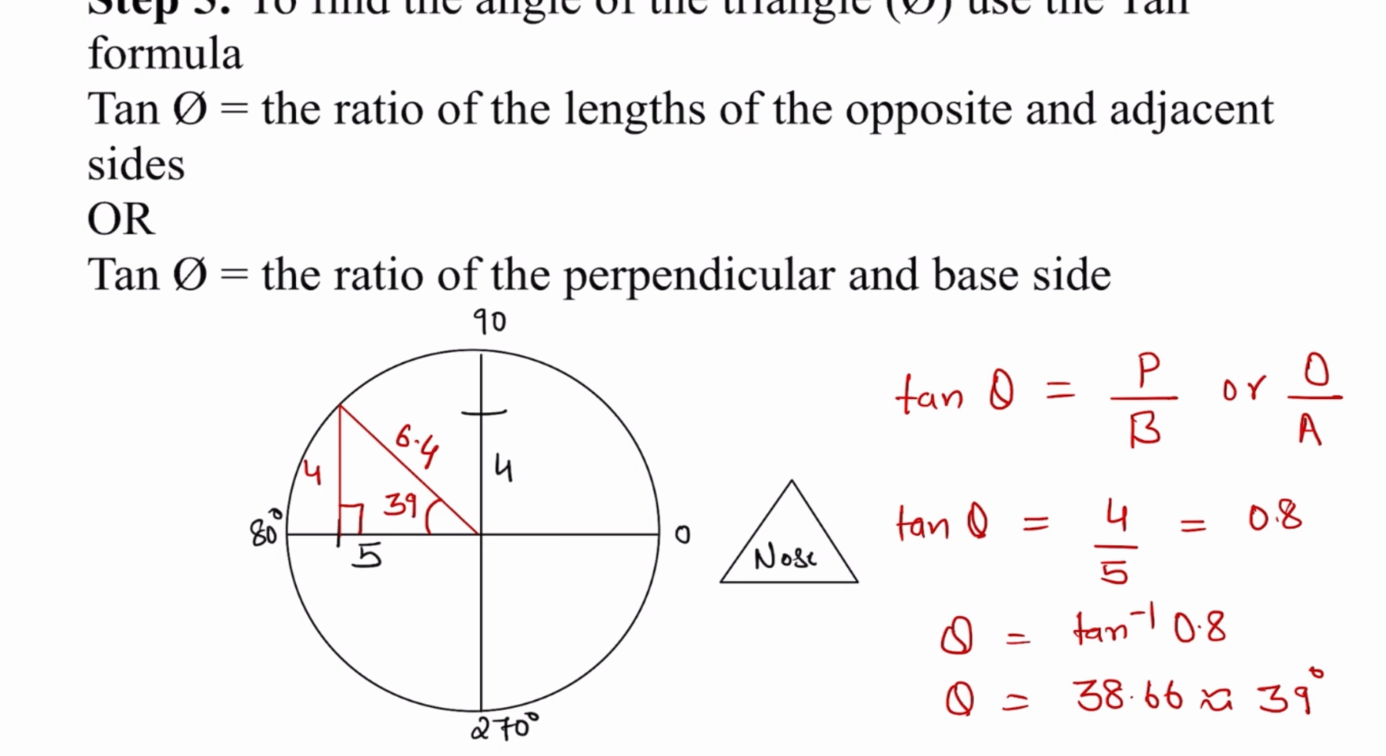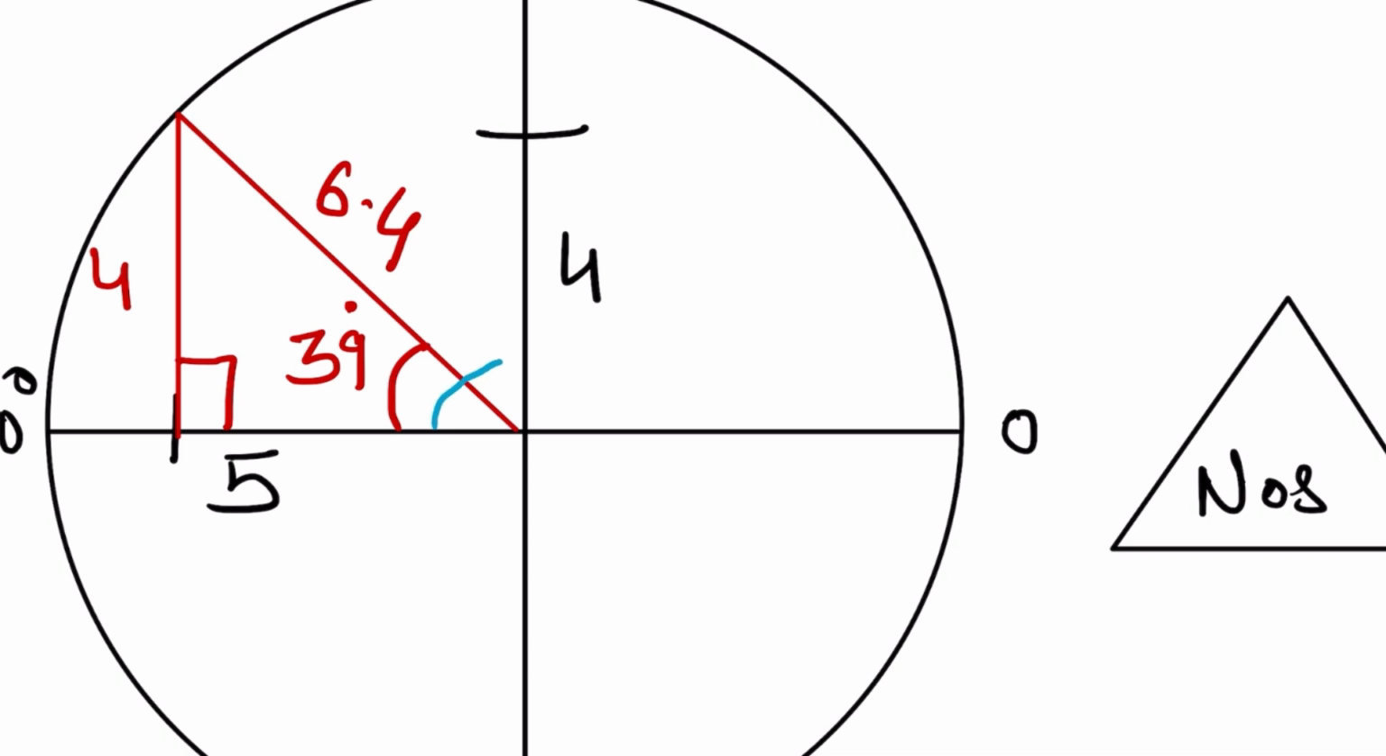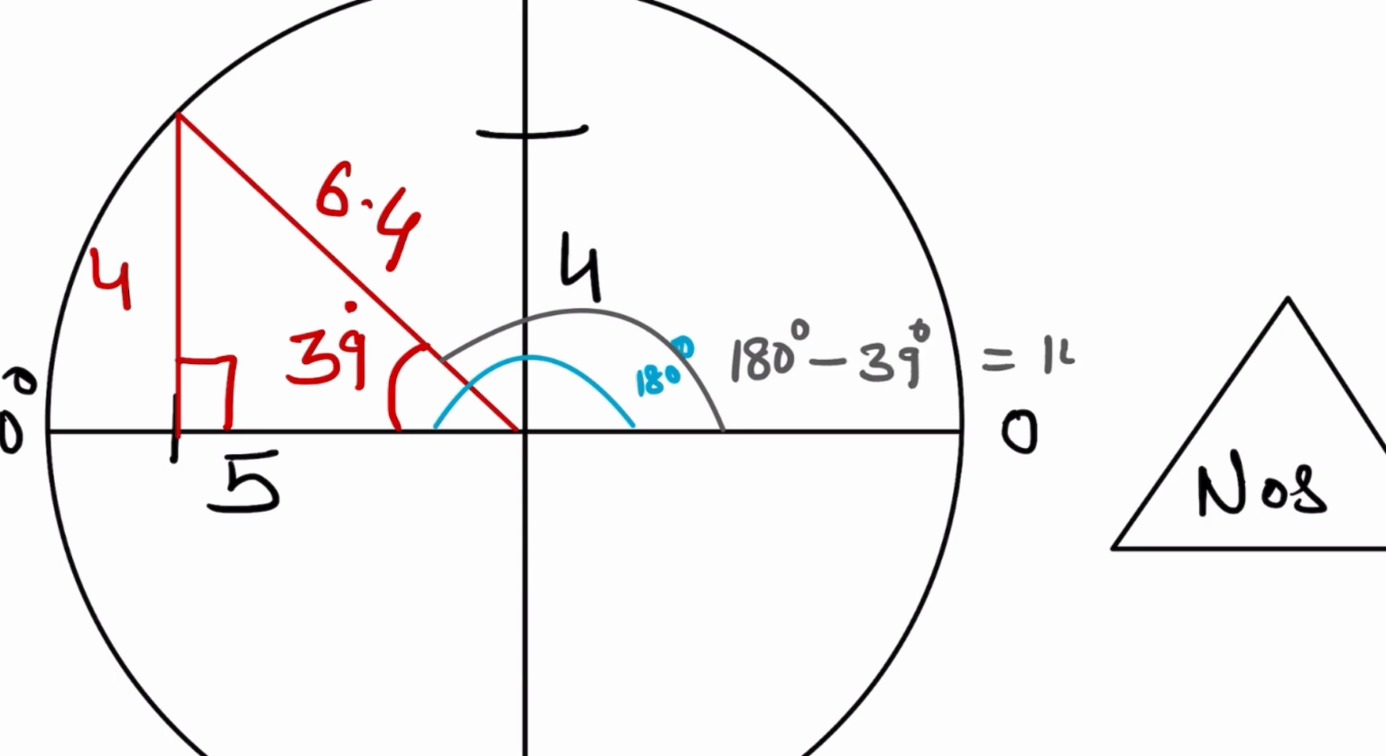So this is 39. Step 6 is, as prism orientation is calculated from 0, we need to find out how far the prism orientation is from 0. As we know, the angle from this to this point is 180 degrees, and we need to find out what the angle is from this to this. It will be equal to 180 minus 39, the angle of your triangle, which will be equal to 141. So your prism is 141 degrees away from 0 degrees.